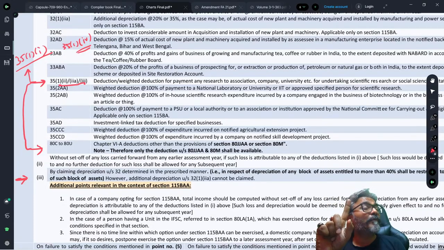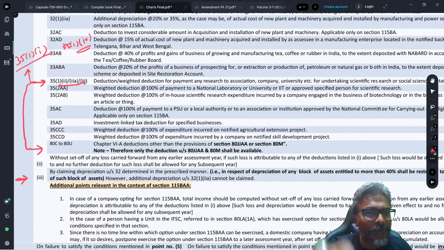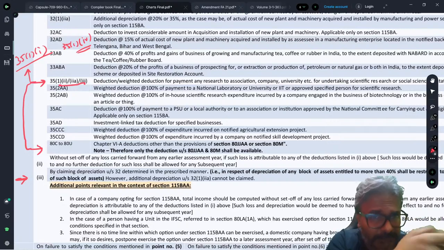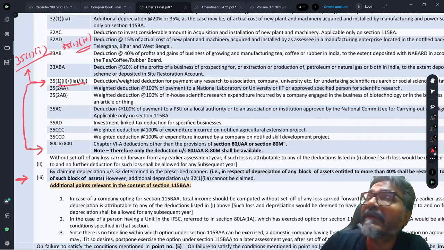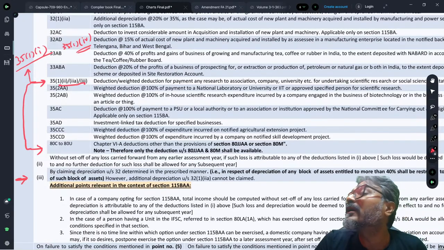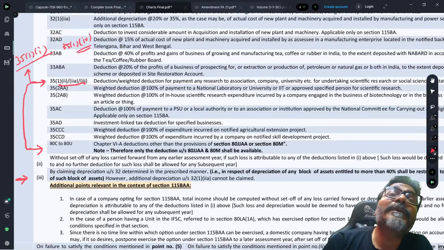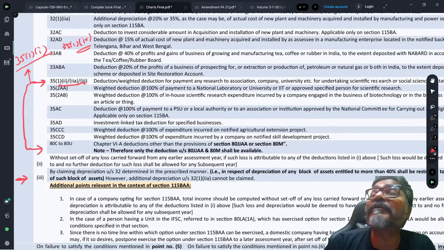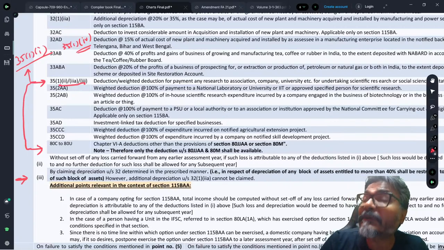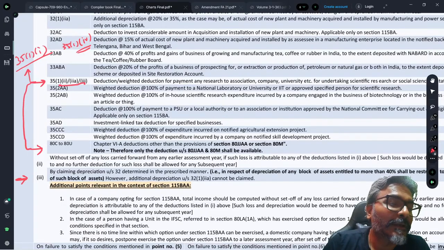But if you have opted for the alternate tax regime, then the maximum normal rate of depreciation also cannot go beyond 40%. Just keep that in mind. In one of the attempts they have targeted this, wherein they have given that for one of the blocks the rate is 45%. So you have to say that if you have opted for 115BAB or 115BAA, then the normal rate of depreciation also will not exceed 40%.